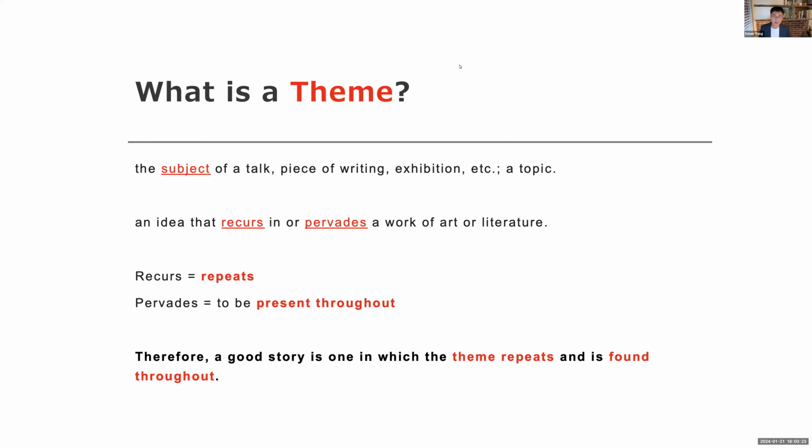A good story is one in which the theme or the main idea or the topic of that story repeats throughout the story in all its different parts and is found everywhere I look. What does that look like? And how do I make sure that this happens in my story? Well, it begins by working with a simple structure that all stories usually follow.